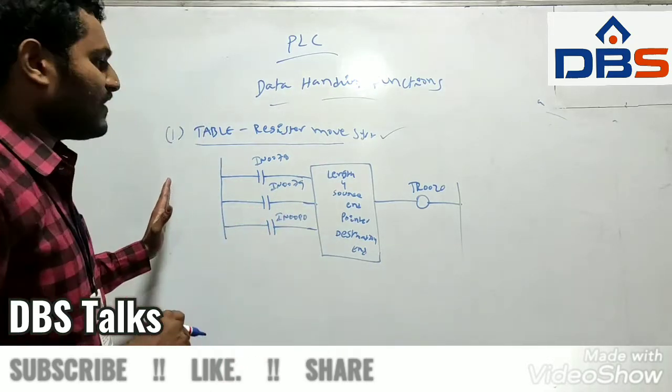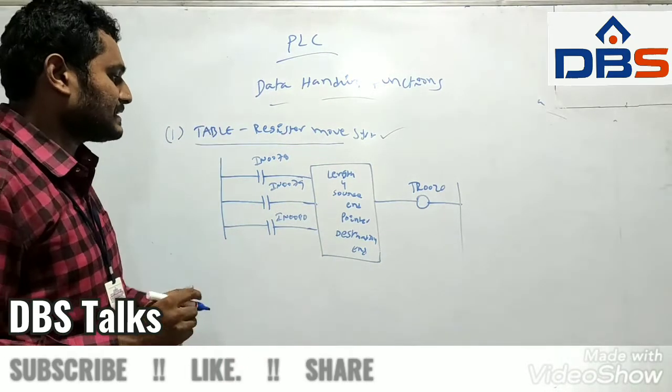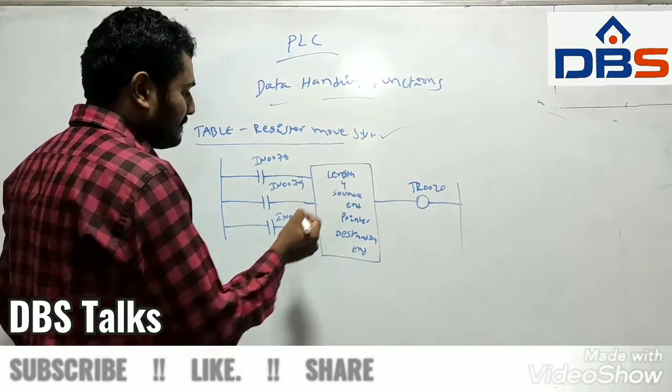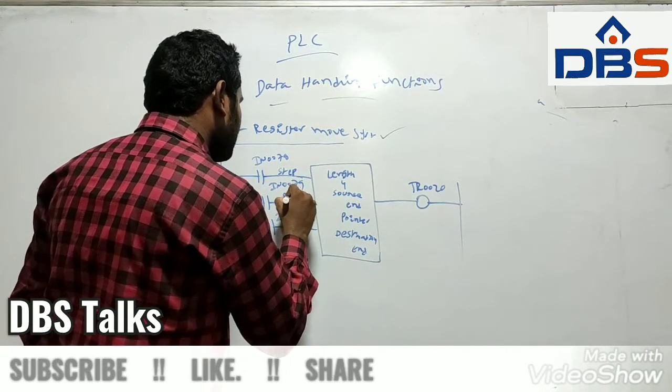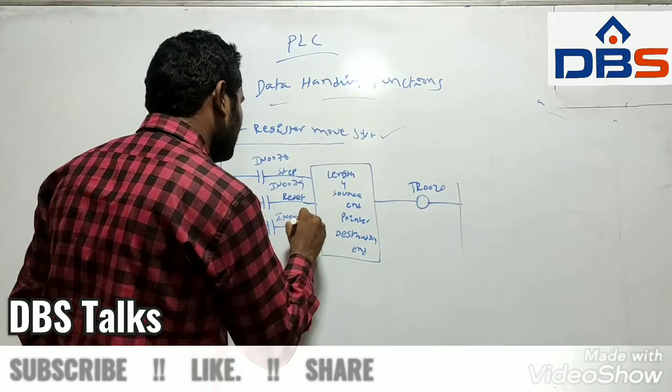So this is the block format of the table to register move system. Here in this case, I am taking this one as a step input, this one as a reset input, and this one as an enable input.